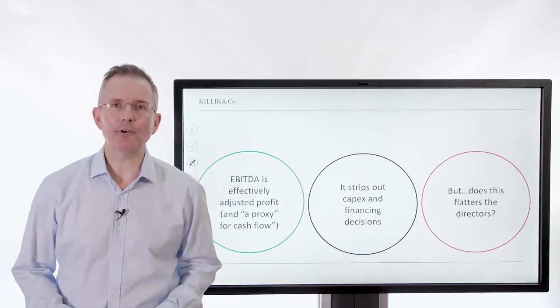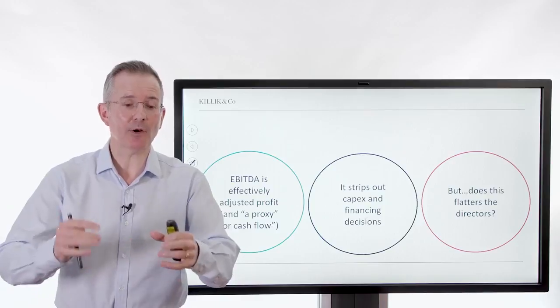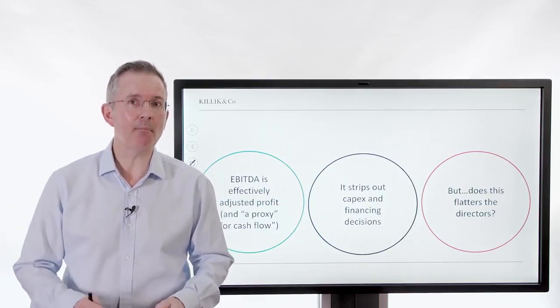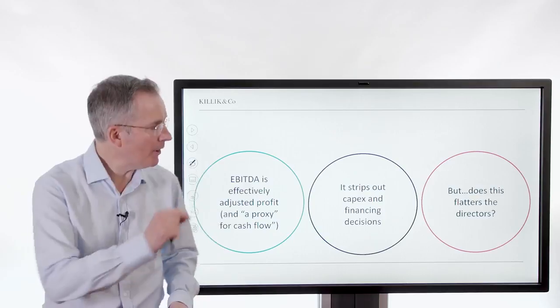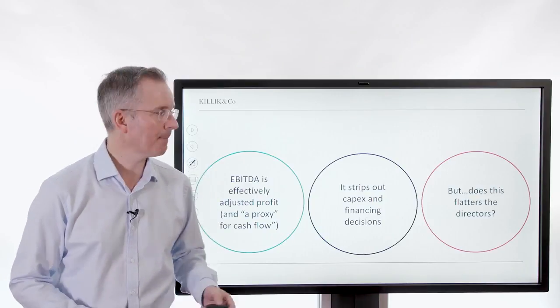But does it flatter the directors? If you're looking at a fast-growing company where the directors have said we want to be benchmarked on EBITDA, are you looking at a number that over-flatters what they do and doesn't consider the cost of the growth they're achieving?